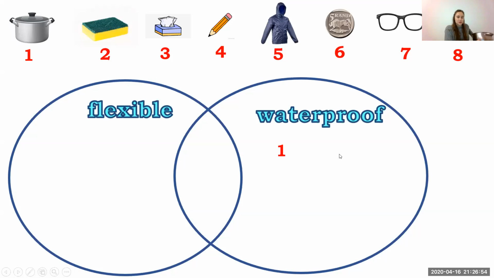Okay, number 2, the sponge. Is the sponge flexible? Yes. Is it waterproof? No. So it is number 2. Number 3 is the tissue. Is the tissue flexible? Okay. Or is it waterproof? No. So it only goes into flexible.